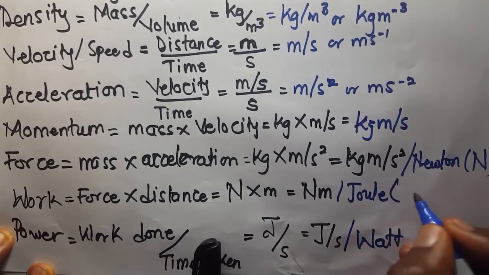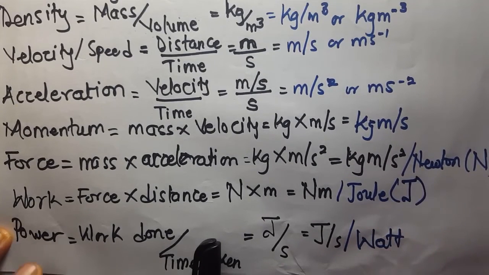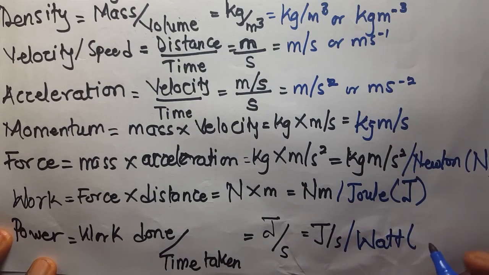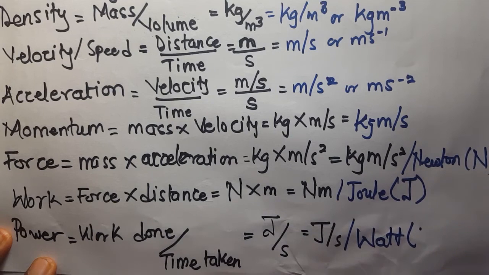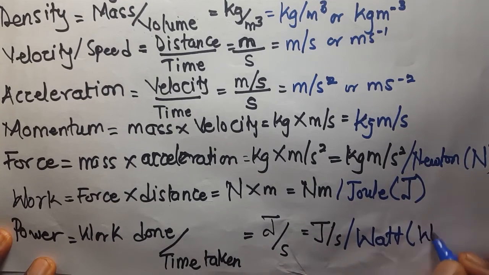W-A-T-T. Okay, I was supposed to tell you this. The symbol for joule is capital J. The unit for power is watt. So the symbol is capital W.